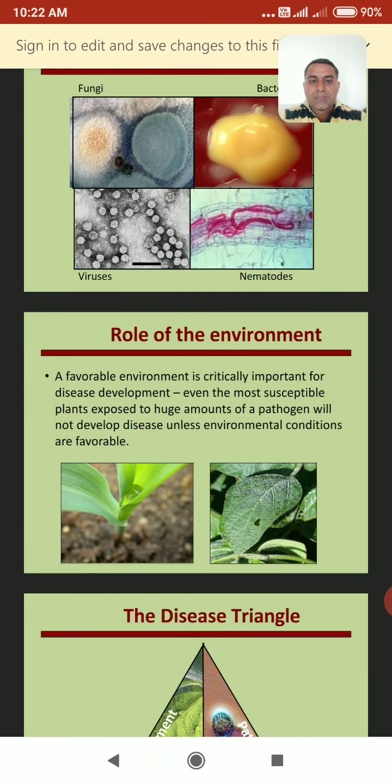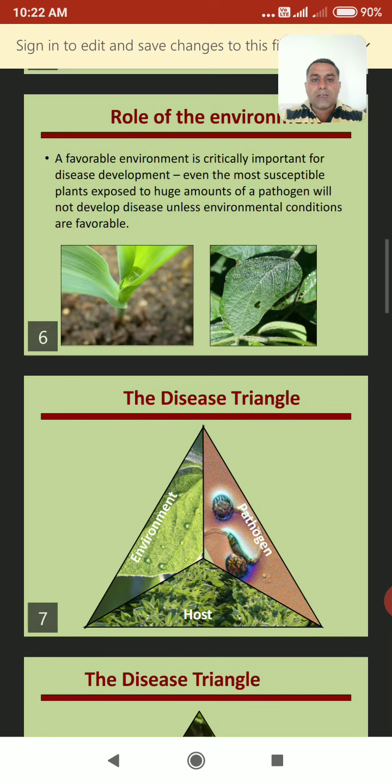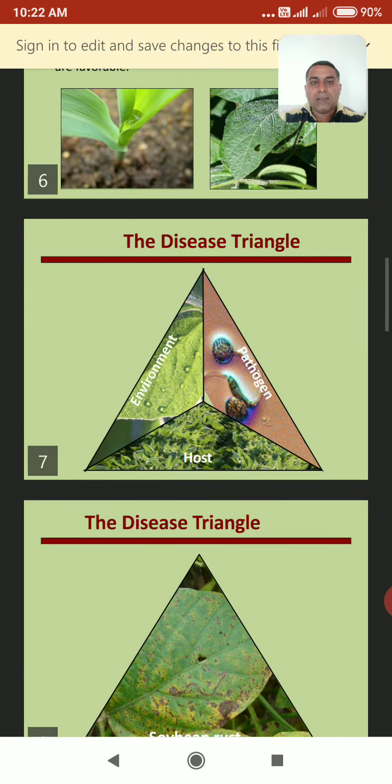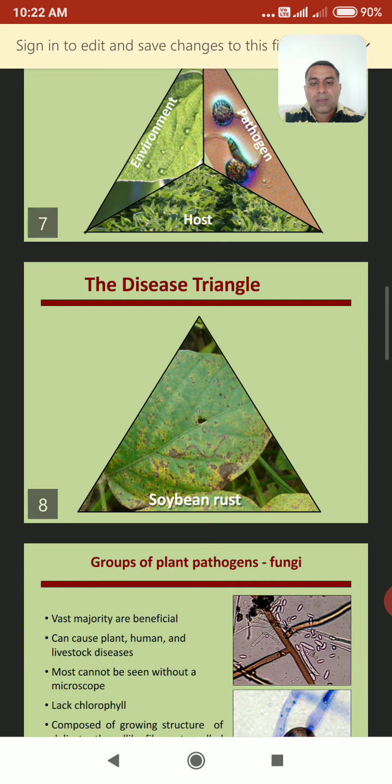Now we can see the pictures of the plants. Now this is a disease triangle, in which we can see the three main components, that is environment, pathogen and host. There is an interaction between these three. Then this is a picture of soybean rust.